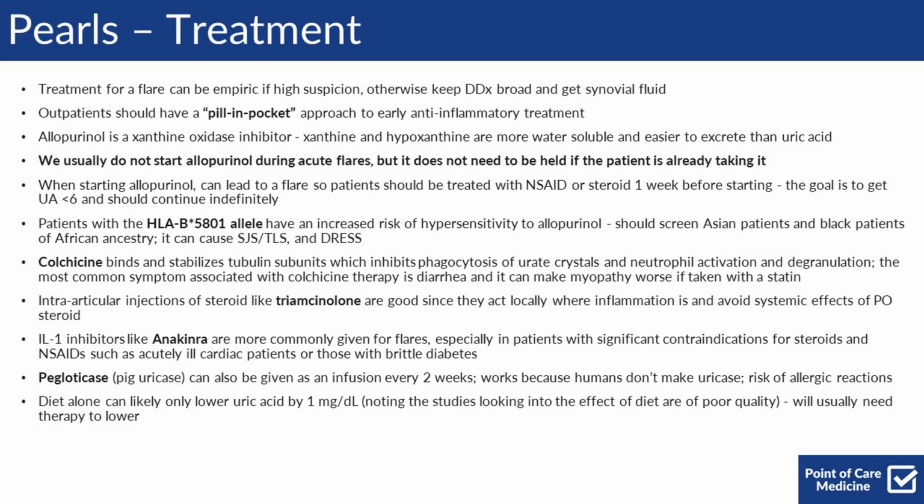Pegloticase is a pegylated uricase and can be given as an infusion every 2 weeks. This medicine works because humans don't make any uricase. The main risk of pegloticase is allergic reactions. Lastly, diet alone can likely only lower uric acid by 1 milligram per deciliter. You'll usually need therapy to lower your uric acid to a meaningful level.